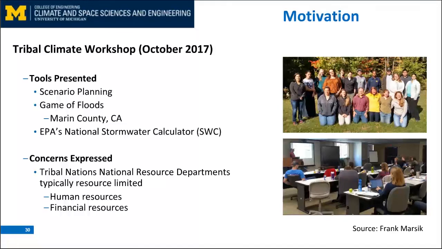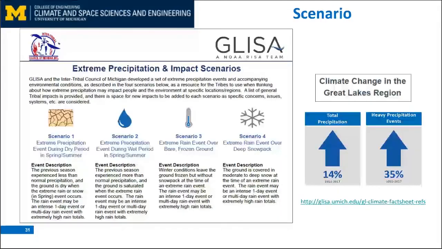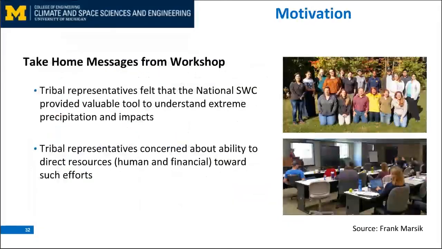While we weren't necessarily going to expect to see those types of events quite as much in the Great Lakes region, certainly the thought process going through was a valuable exercise. And then one of the other things that we did was indeed talk about EPA's National Stormwater Calculator. One of the take-homes from that workshop was that the representatives felt that the Stormwater Calculator really did have the potential to provide a valuable tool for understanding what is the potential frequency of these extreme events and what the impacts might be in terms of stormwater runoff.